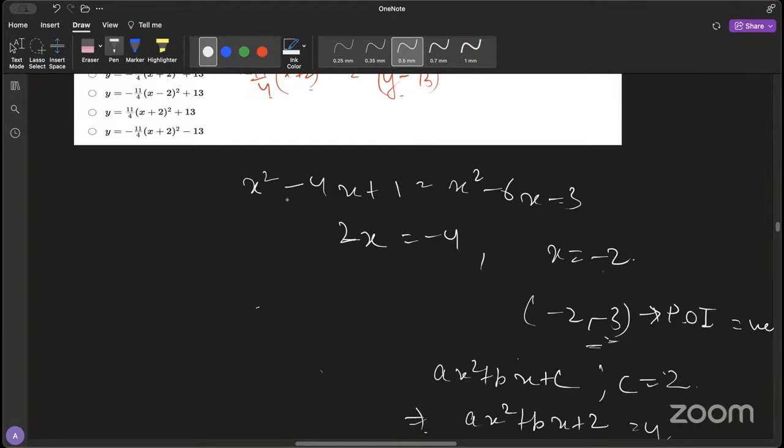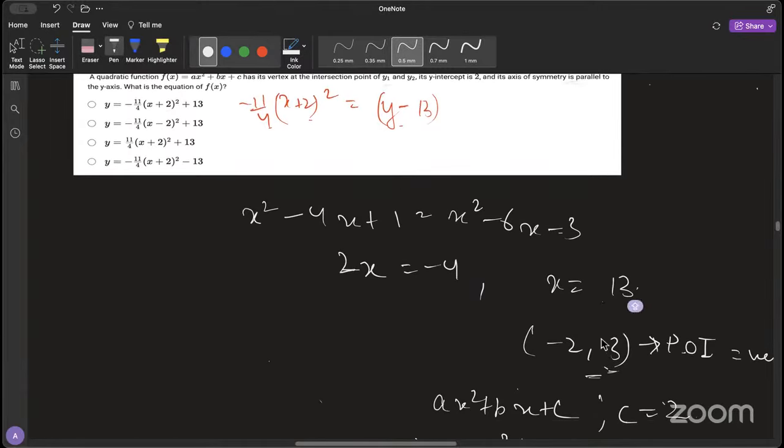If I substitute -2 here, what am I going to get? -3 will not be there. It will be (-2, 13). Yes, ma'am, because that is 4 plus 8 plus 1. That should have been 13. That y should be -2. That's what we're changing.